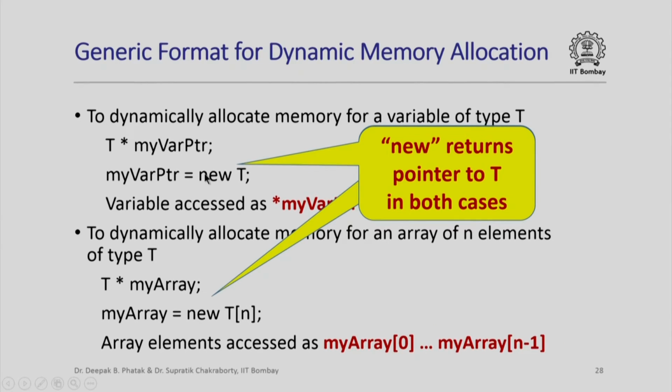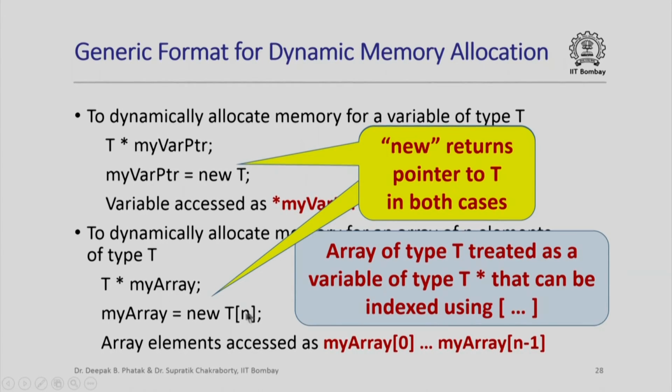As you would notice, new returns a pointer to type t in both cases, therefore the variables here are declared to be of type t star. And as you would also notice, an array of type t, here my_array, is basically treated like a variable of type t star that can be indexed using the square brackets.